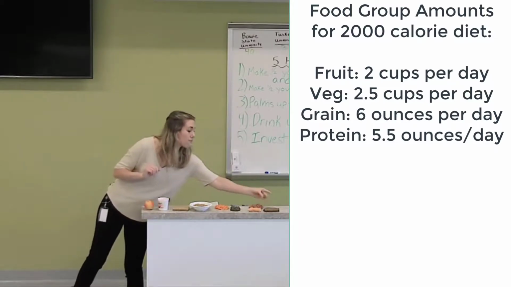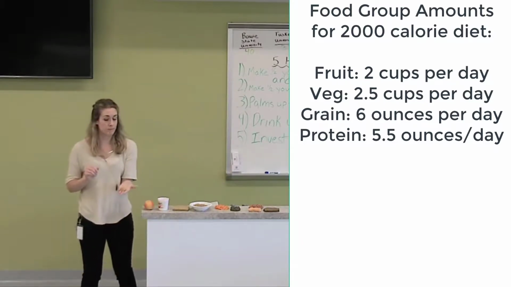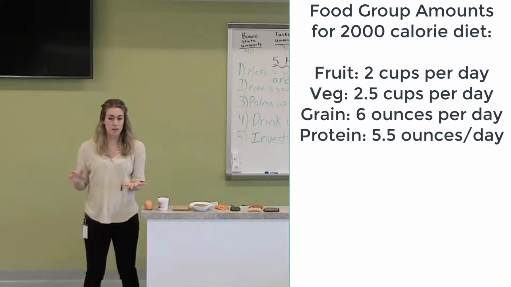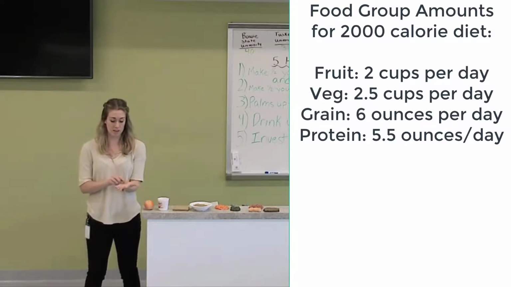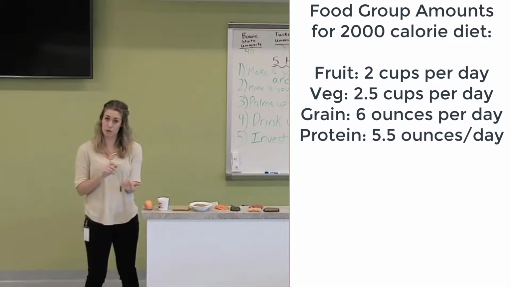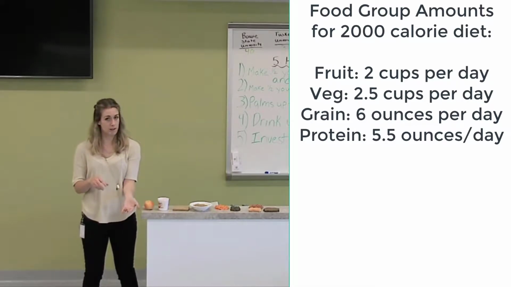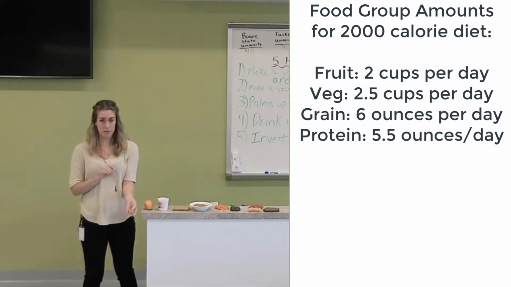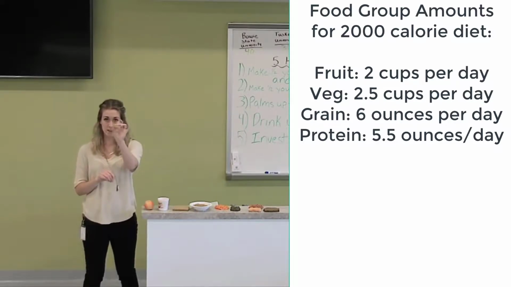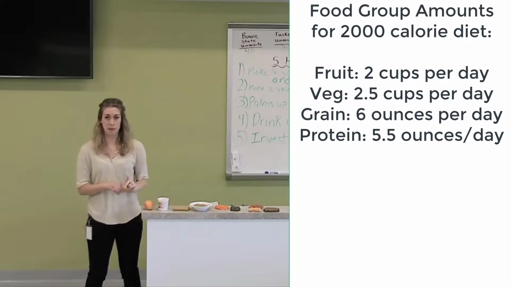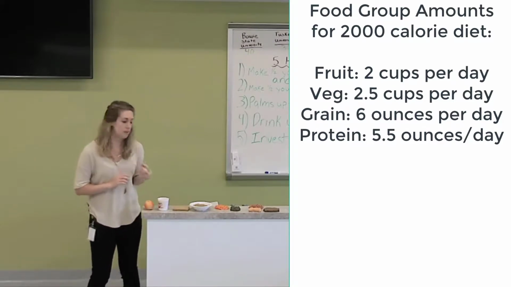I also have peanut butter. So if you've ever read the nutrition label for peanut butter, it says 2 tablespoons. So 2 tablespoons is 1 serving, and this is what 1 tablespoon looks like. If you are somebody who eats a half a cup of peanut butter every time you eat it, pay attention. 2 of these is 1 serving of peanut butter, which is 1 serving of protein.